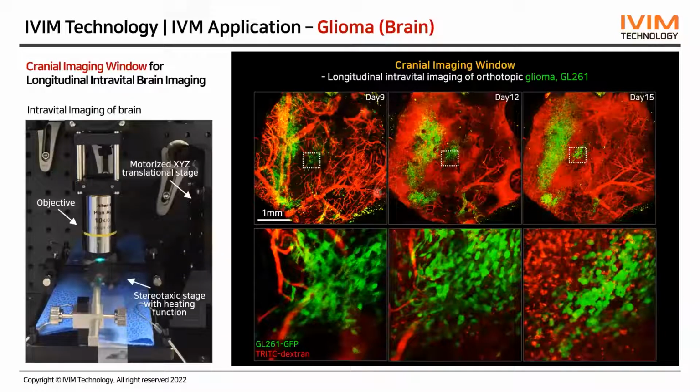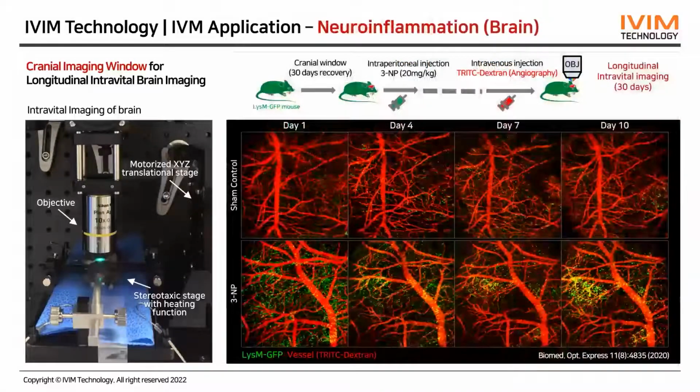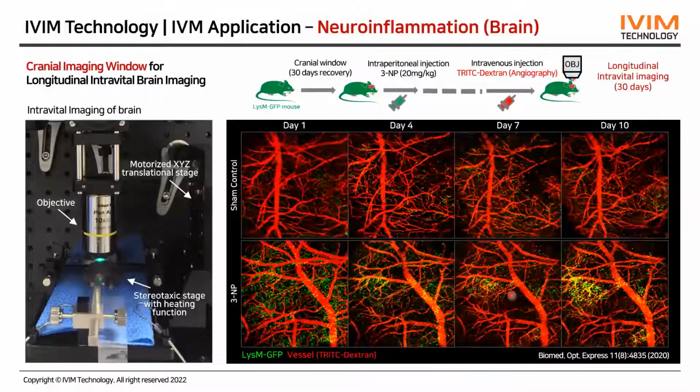So we implanted glioma cells into the brain and monitored the tumor development in the same brain imaging area in the same mouse model over 15 days. And the number of glioma cells increased with round cell morphology over the days after tumor implantation. And this is a research example monitoring brain neuroinflammatory responses induced by the 3-MT chemical injection. After induction, lysozyme-positive leukocytes are densely located at a specific site of the cerebral cortex within 10 days after inflammatory induction.